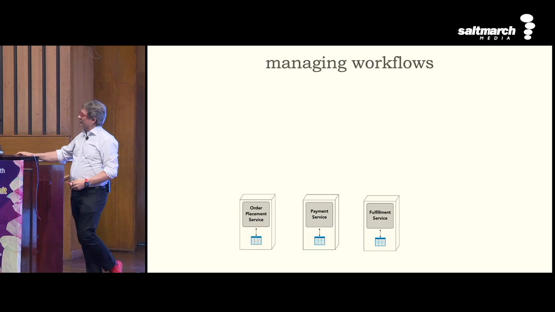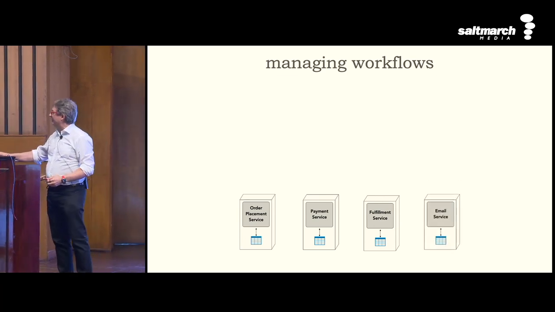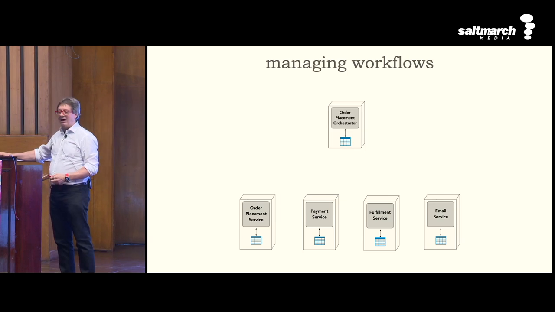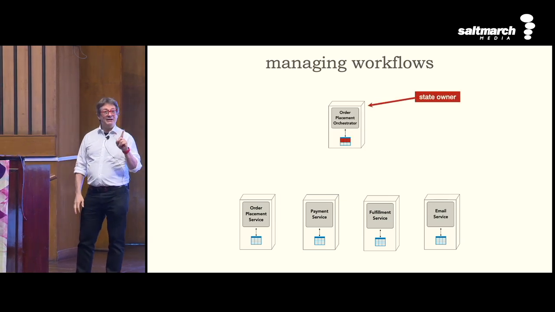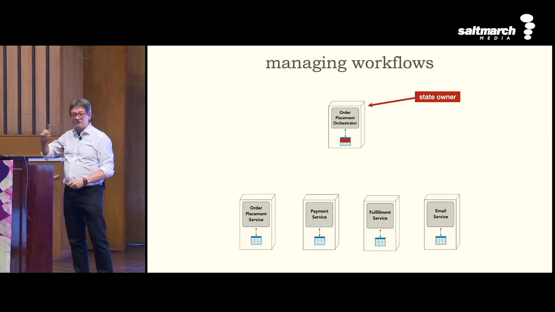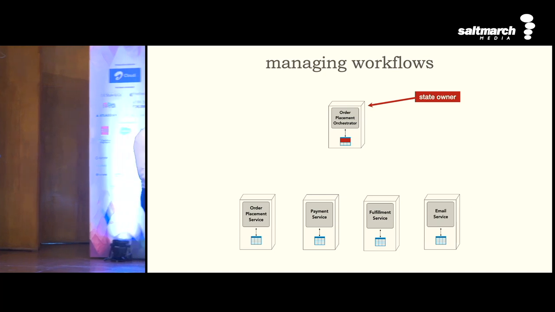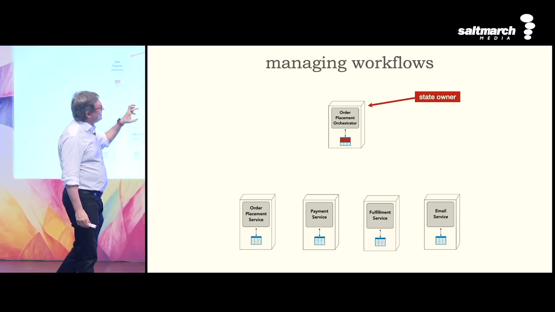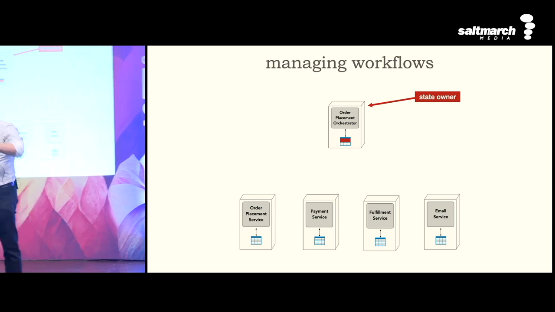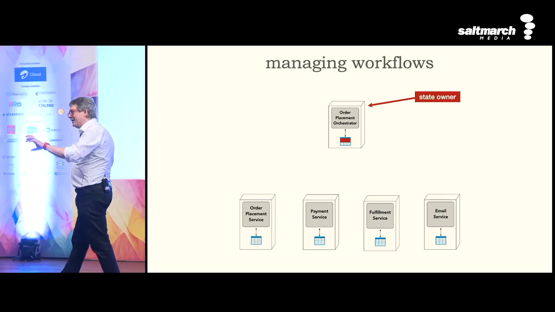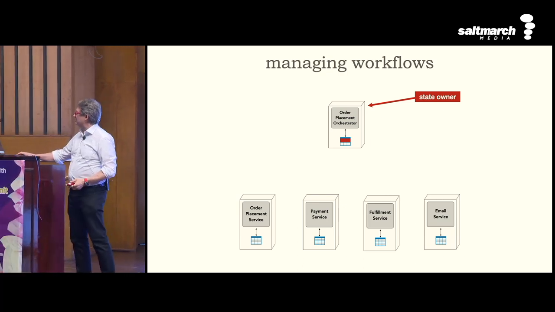So I have several services here: an order placement service, payment, fulfillment, and email. And I have an order placement orchestrator, which happens to be my state owner for this workflow. This is one of the advantages of having an orchestrator. You have a convenient place to put state. Now you'll notice it has a database and persistence, but all it's persisting is information about the workflow. Each of the domain objects is handling the things for its bounded context and the important things that it needs.